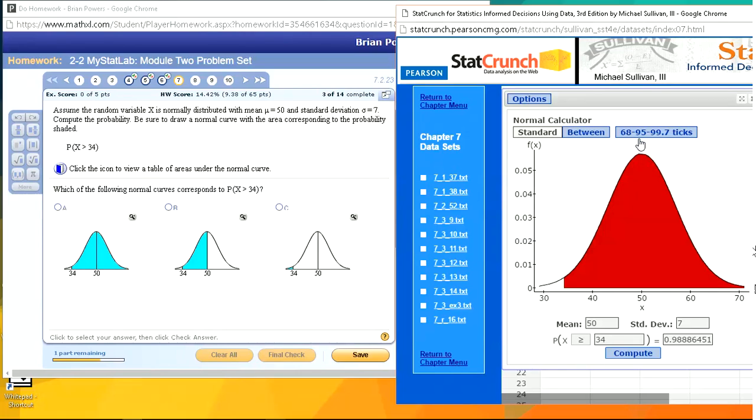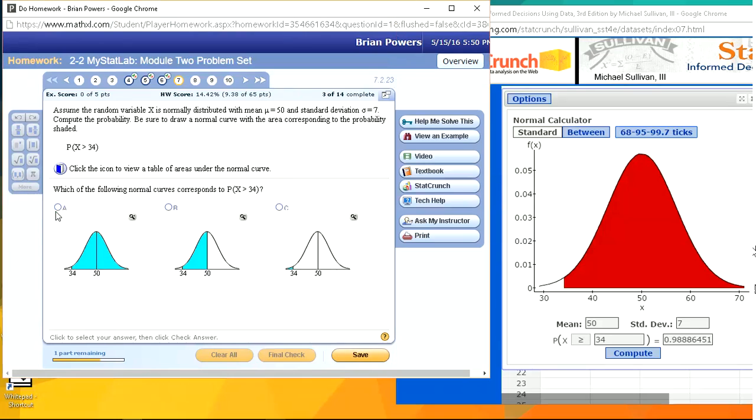And so, oh, this is nice. You can turn on these ticks for the various standard deviations or not. Anyway, you can see clearly this is the picture that matches, and I imagine they're going to ask us what the probability is right here. 0.9889. We have to round that up. 0.9889. Okay, look at that, pretty good.